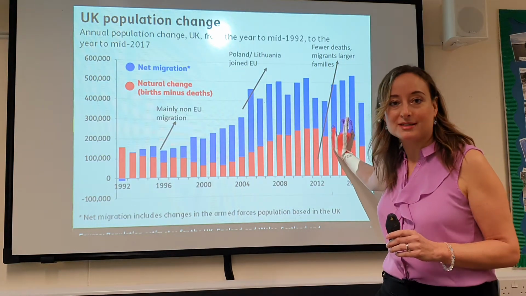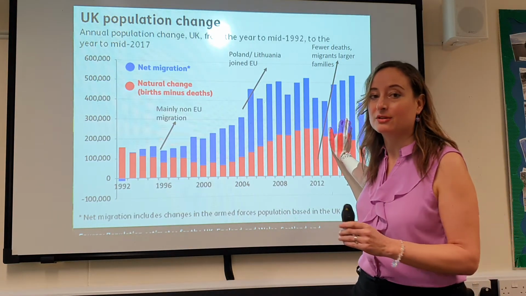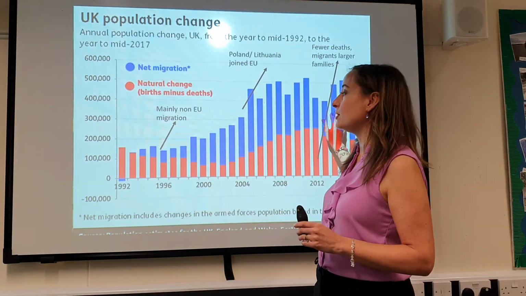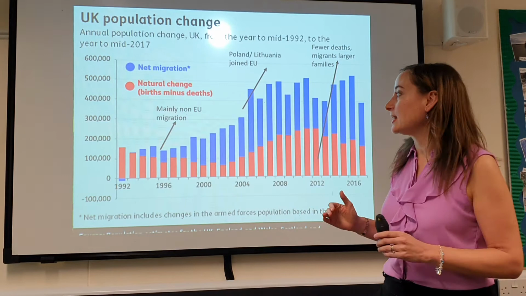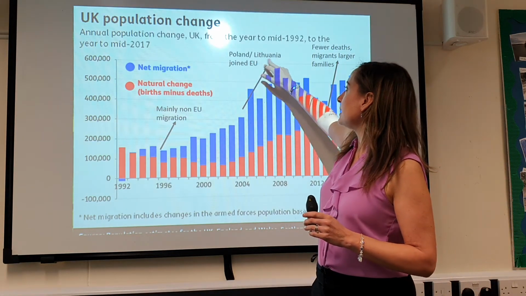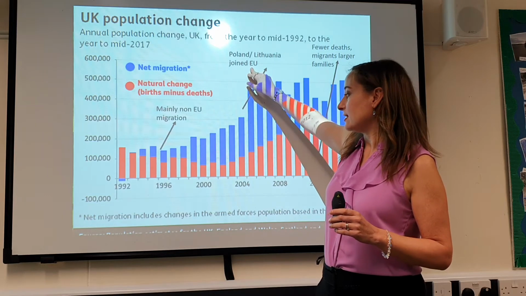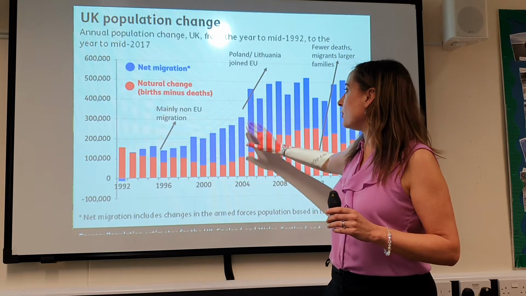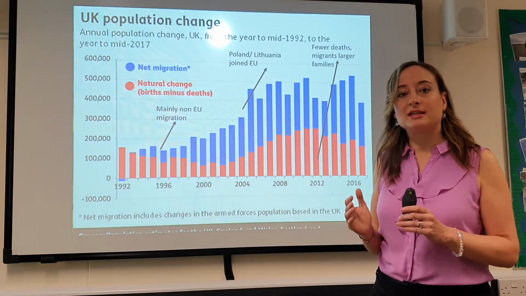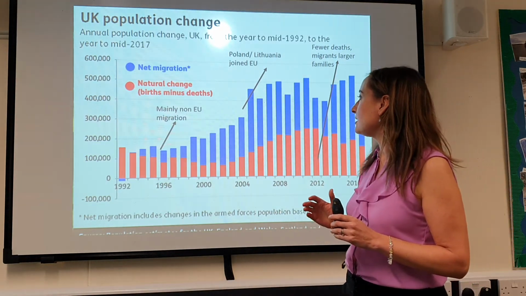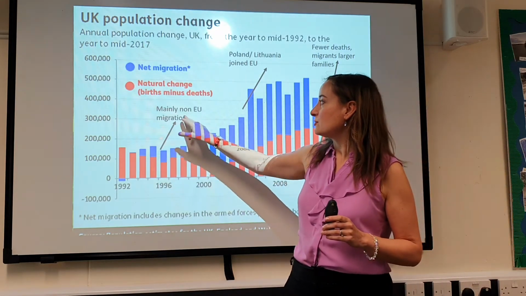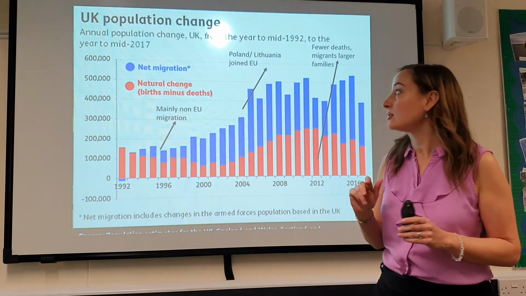So that's one reason why the population is increasing, even though people are having less children. It's because we've got people migrating or moving to the UK. And you can actually see where Poland and Lithuania both joined the European Union in 2004, and you can see the increase from when those countries in Eastern Europe joined the EU and people started migrating from those countries. Prior to that, the migration was mainly non-EU migration.